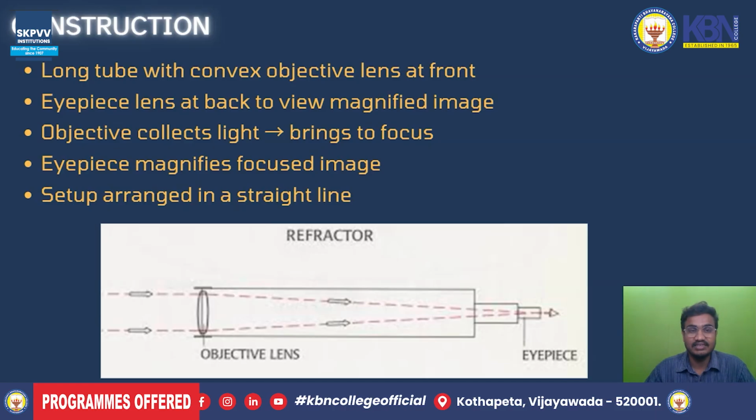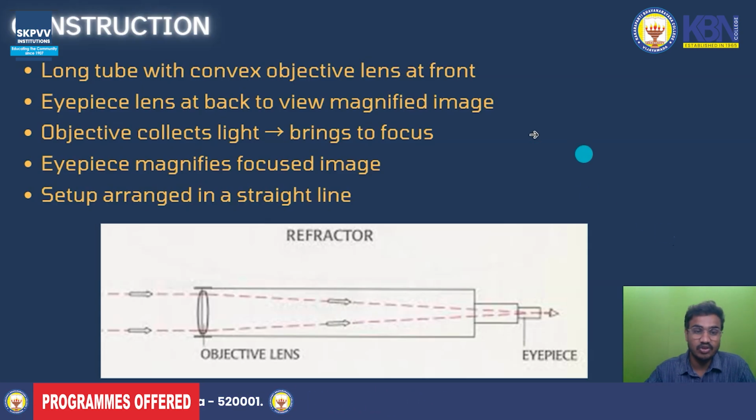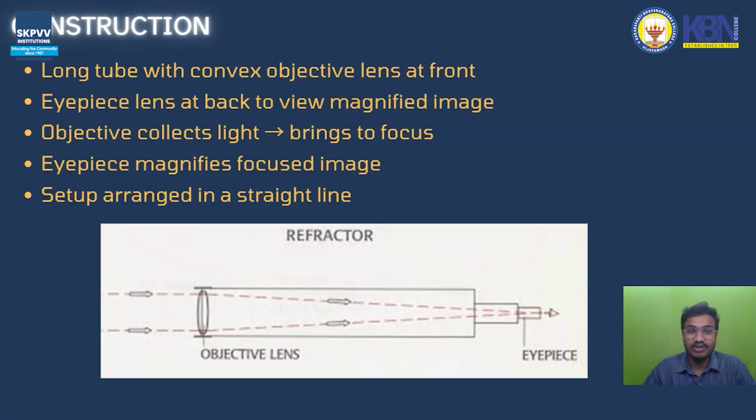This type of telescope has a long tube in which we have a convex objective lens. Here we have two types of lenses. One is the objective lens, and the other one is called the eyepiece. This long tube has one convex objective lens and one eyepiece at the back, where we are able to see from it. The objective lens collects the image from the source and forms the image near the eyepiece.